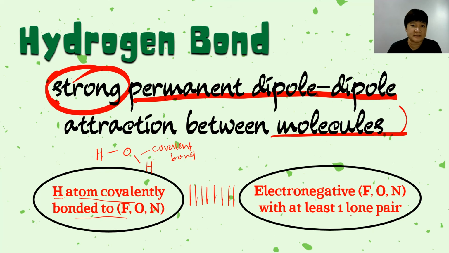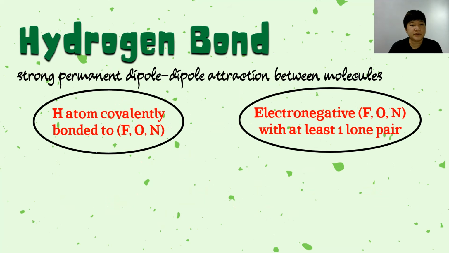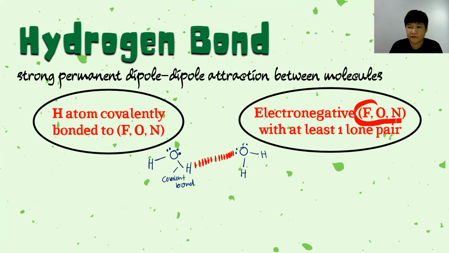Let's look at this. What is meant by this hydrogen bond? The example that I can give over here is the water molecule just now. So you have a water molecule. You know that in your Lewis structure, your water molecule is a V shape with two lone pairs at oxygen. That is how your water molecule looks like. So you can see over here, that is my covalent bond. So my hydrogen bond can be formed from this covalently bonded hydrogen atom to an electronegative atom between F, O, or N with at least one lone pair.